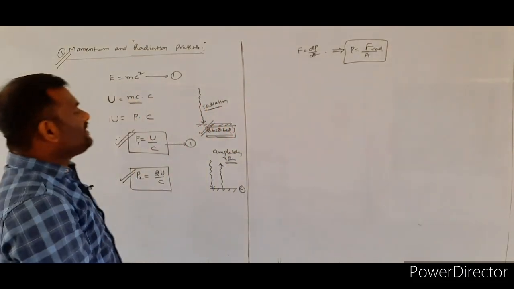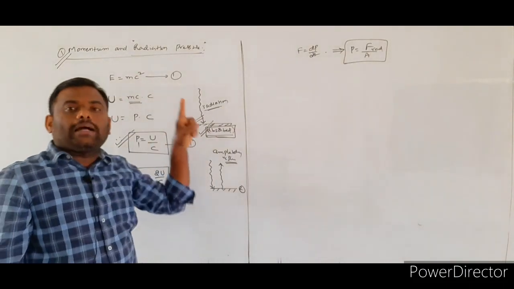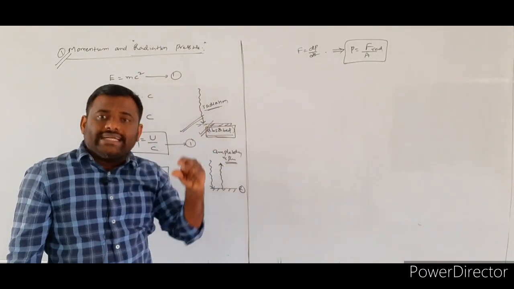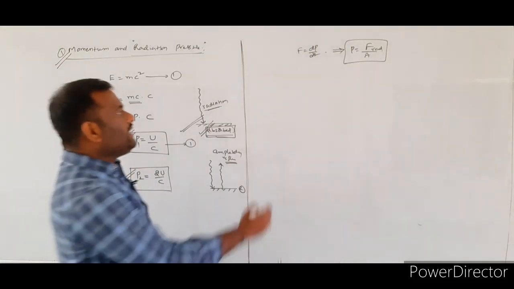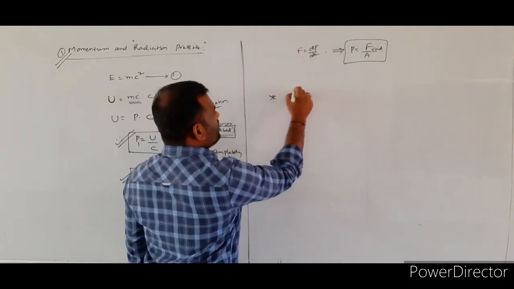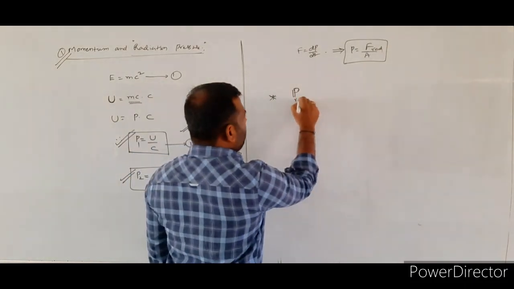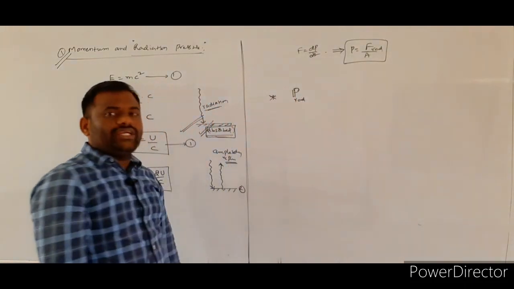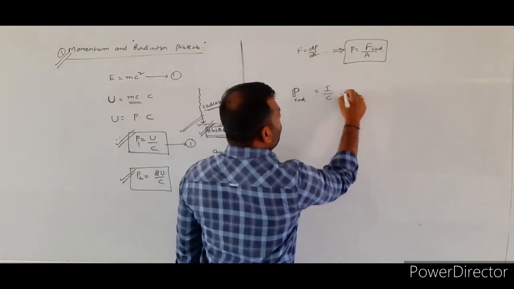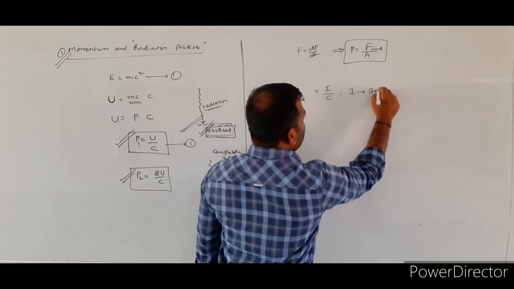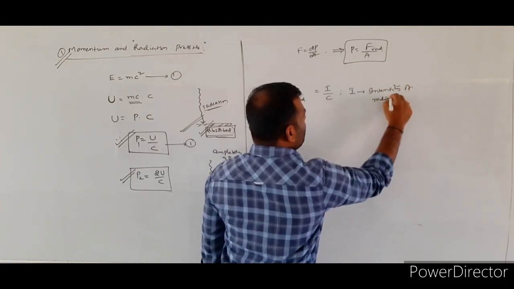Here also we consider two cases. One of the cases is whenever the incident radiation is completely absorbed by the incident surface. At that instant, the radiation pressure, capital P indicating pressure, so we write P suffix radiation, meaning radiation pressure, is equal to I by C. What is the I here? I is indicating the intensity of the incident radiation.